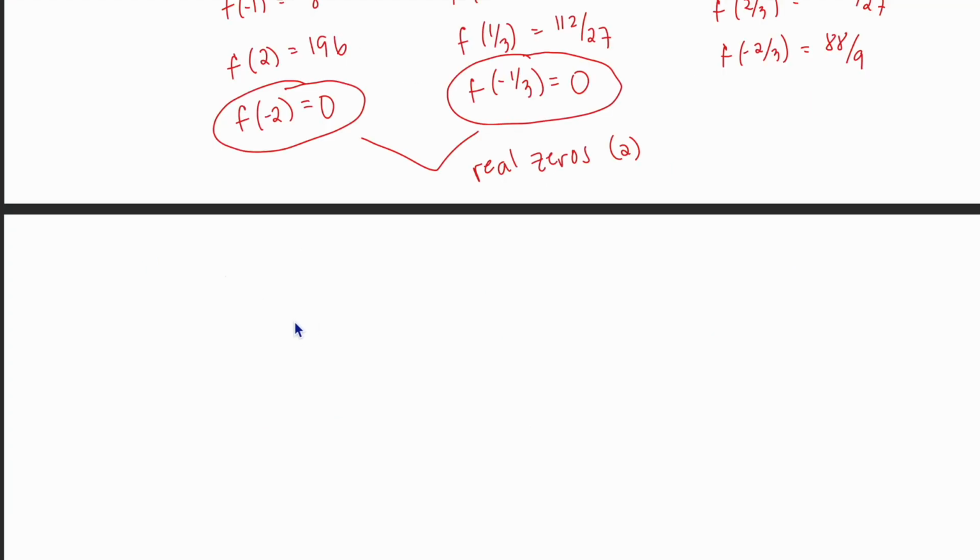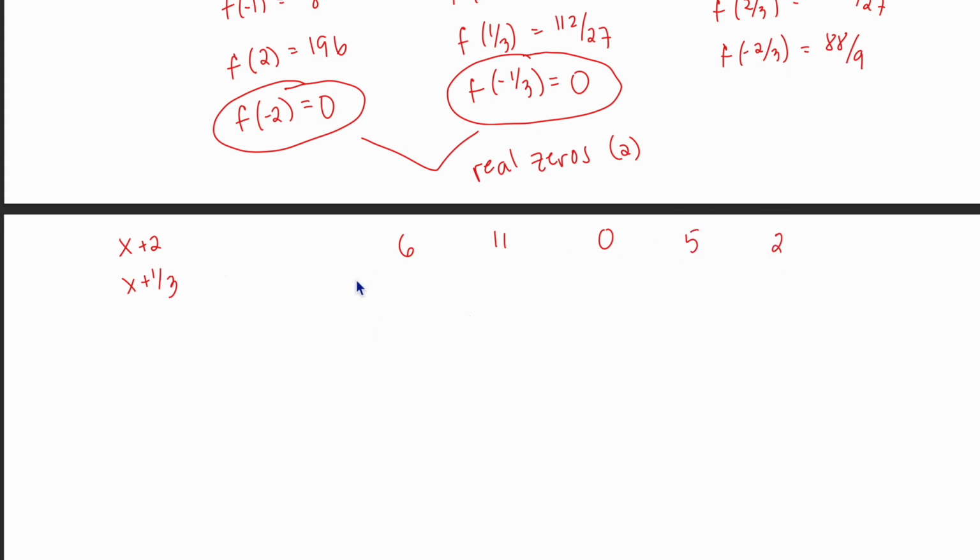So, since we know that negative 2 and negative 1/3 are zeros, so factor na si x plus 2, factor na din si x plus 1/3. So, using synthetic division, we have 6, 11, 0, 5, and 2.